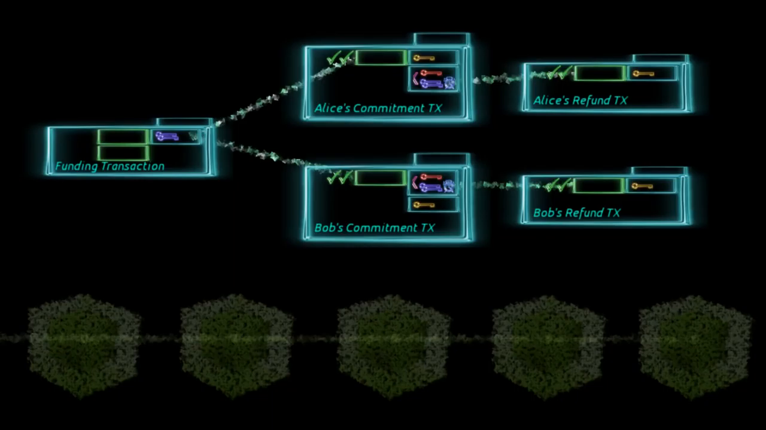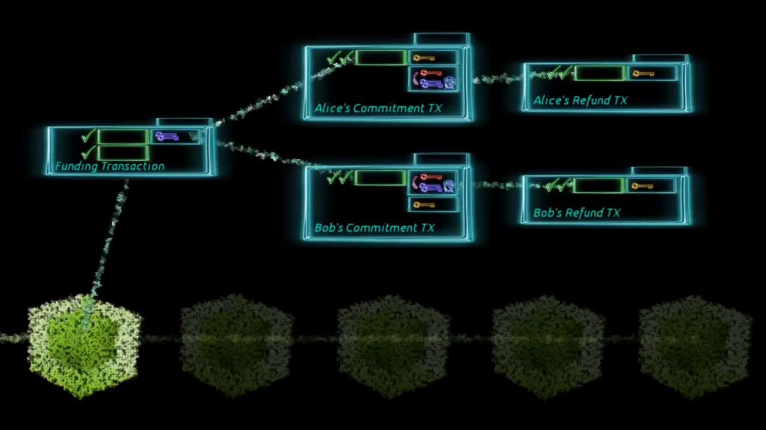The output to yourself has a revocation key path and one that is time locked. But if you want the ability to immediately spend without a time lock, you just need cooperation from the other party. Once these commitment transactions are created, each party signs the funding transaction and it gets broadcast to the network, thus opening the bidirectional channel.